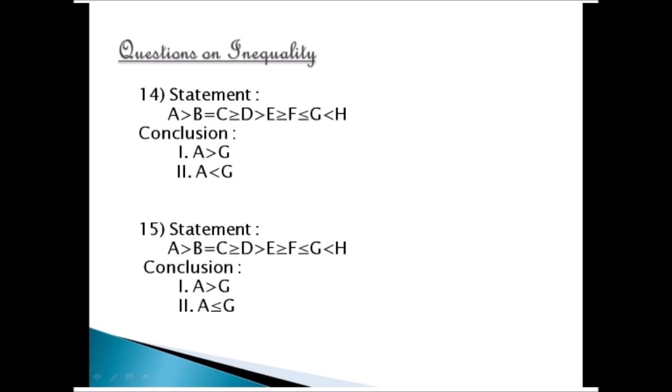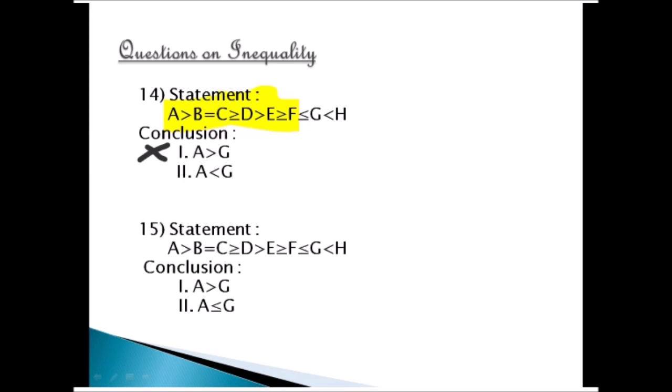Now question number 14, conclusion number 1. Conclusion number 1 says A to G. So I can move from A to B, then B to C, and C to D, D to E, E to F. But from F I cannot move to G. So my first conclusion is false.